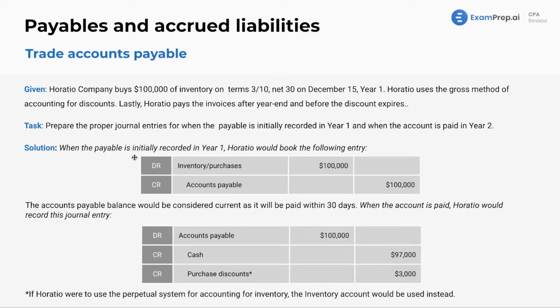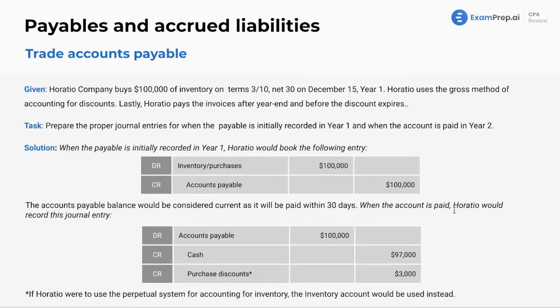Well, when the payable is initially recorded in year one, right? So this is when you make the purchase. This is when you say, hey, I want the inventory. Here's the business. Here's the invoice. Inventory purchases is debited, right? So this is going to be a debit to an asset. You're increasing your asset, and credit to accounts payable. You didn't pay in cash right away, so you are going to credit your liability. You are going to credit what you owe them. The accounts payable balance would be considered current as it will be paid within 30 days. Also, it's obviously within a year.